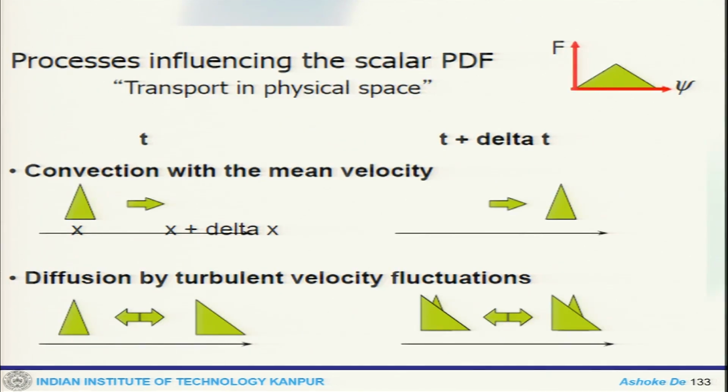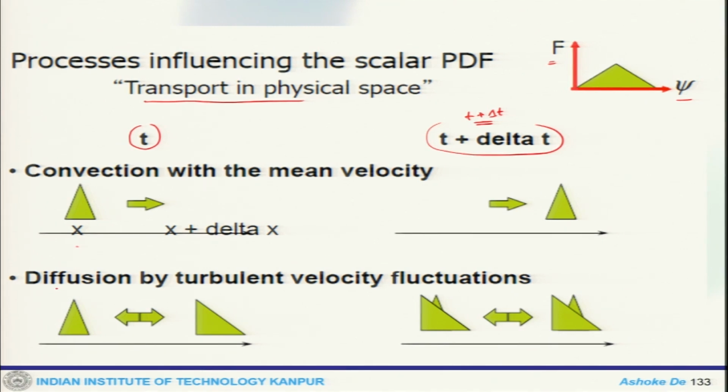Now, one can look at this particular process. This is our function and this is in the variable space psi. Now, the processes influencing the scalar PDF: we can look at this transport in physical space. So, this is at a particular time t and this is at t plus delta t. What happens is this scalar PDF would again be convected by the mean velocity. So, here it is at x plus delta s, and this would be at this position.